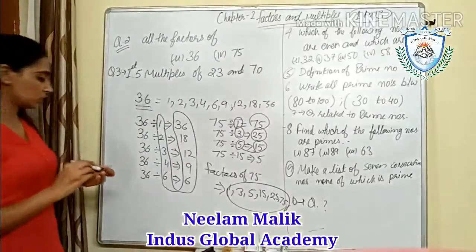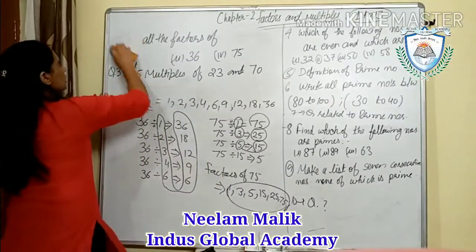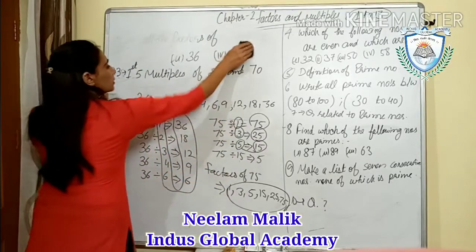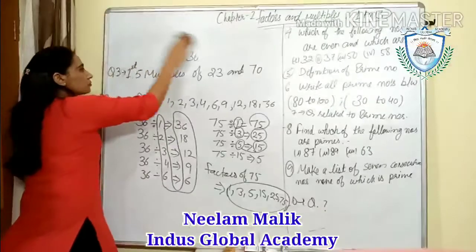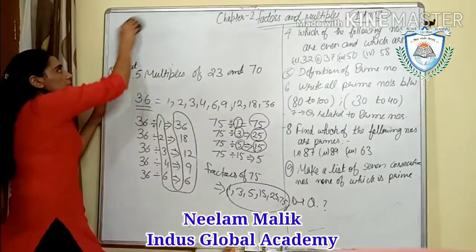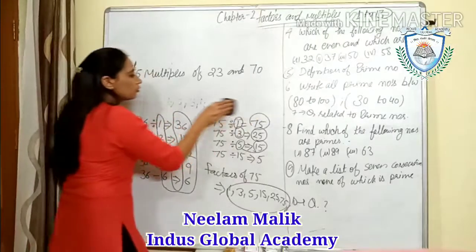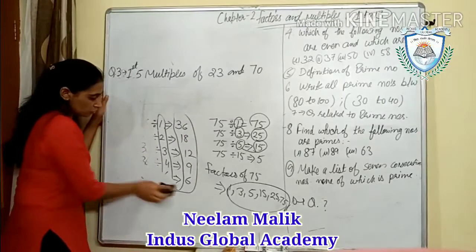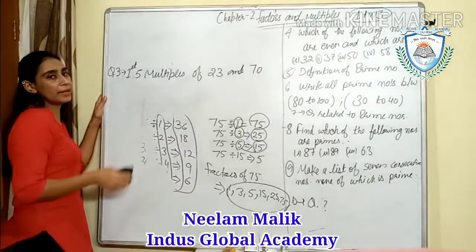Now the question number 3. In the question number 3, what we have to find out? We have to find out their multiples. Okay, multiples of the given numbers. What are the multiples? I told you multiples are the table of those numbers. Means if we have to write the multiples of 4, we will write the table of 4.